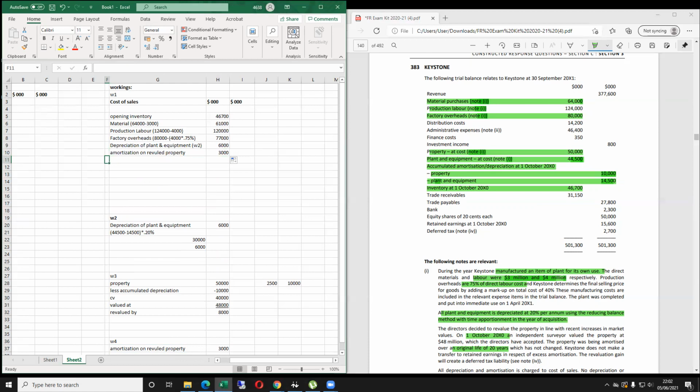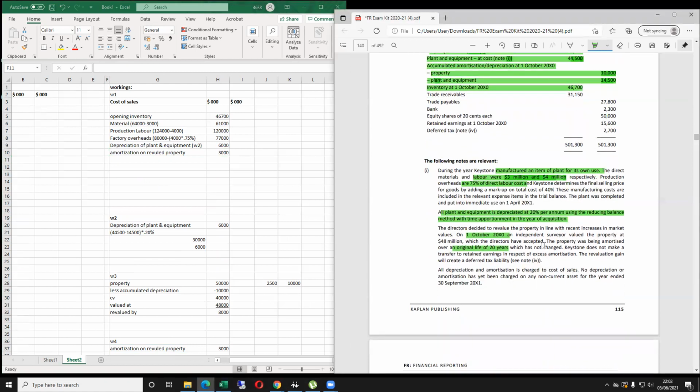Next one, let's see, next line. We have done all of this. Keystone does not make a transfer to retained earnings of the excess of the amortization. Okay, done. So it means we are not transferring it to retained earnings. Remember, when we sell it, then we will transfer it, but not now. We're going to keep it.